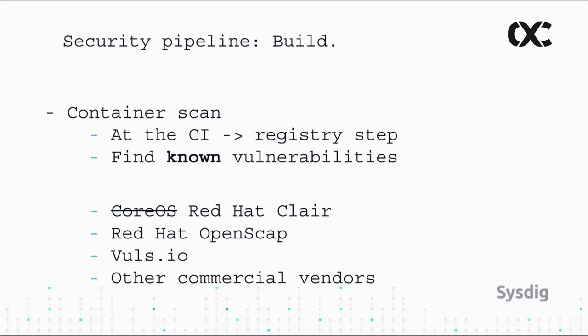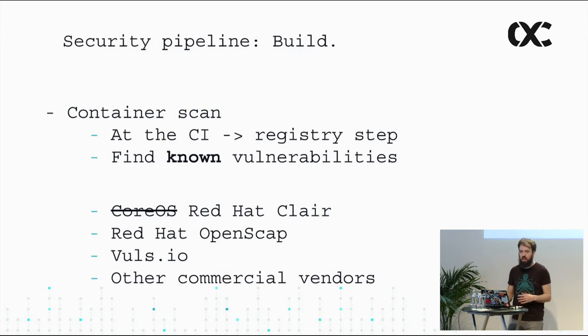Finally, the third part of the build stage is probably going to be container scanning. This is one of the most popular security measures in a CI/CD pipeline. The idea is finding known vulnerabilities, and this is very important, known vulnerabilities inside your Docker images. You can do this in multiple places, like scanning an external registry, or directly on the developer laptop. But probably the best way is to implement this directly inside your pipeline.